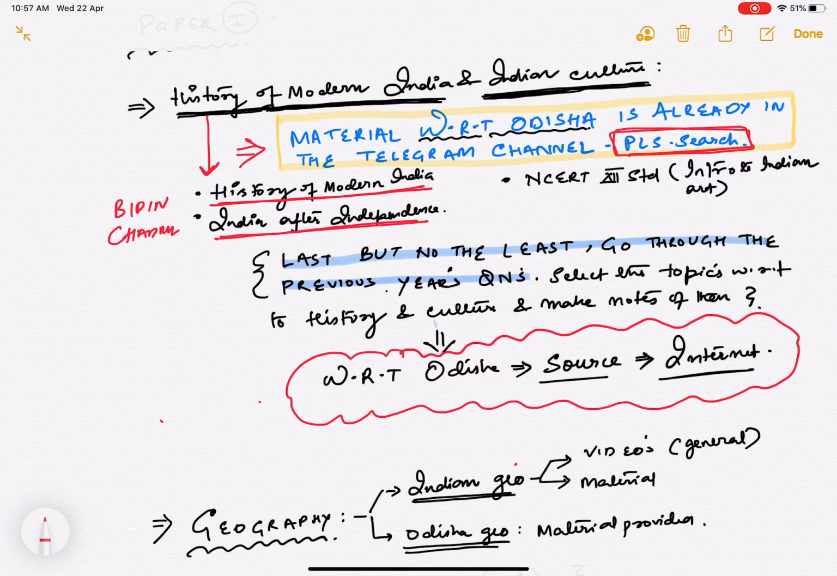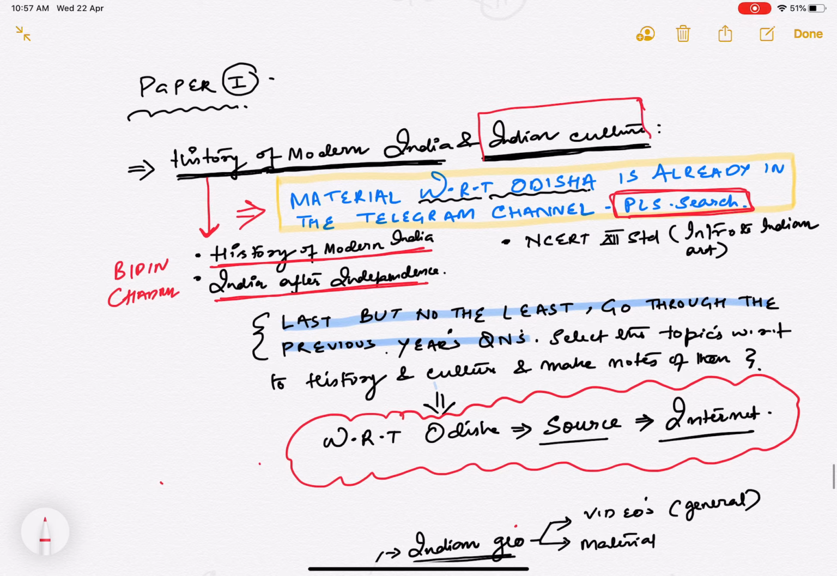Next, with respect to Indian culture, as you can see, recently OPSC has been focusing only on Odisha, and hardly there were certain questions in 2016 and 17 which were for the Indian context. But still, for the Indian context, you can go for the NCERT 12th standard.